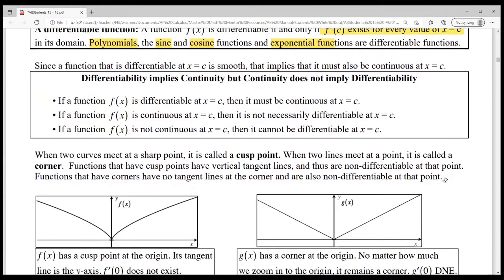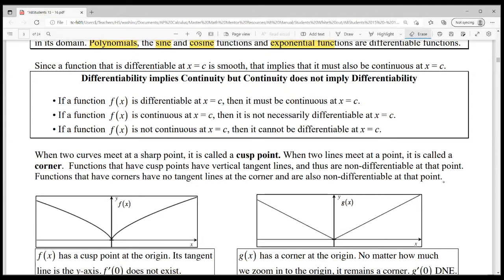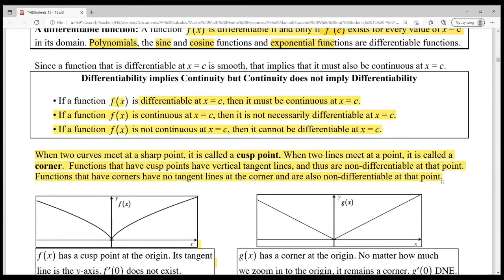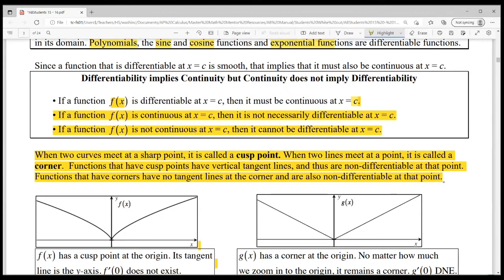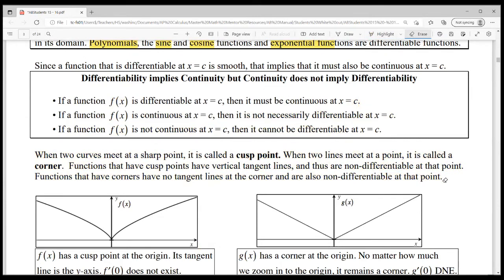All right, since the function is differentiable at x equals c, it is smooth. That implies that it must also be continuous. So here's a logic idea that pops up here. Differentiability implies continuity. A differentiable function must be continuous.